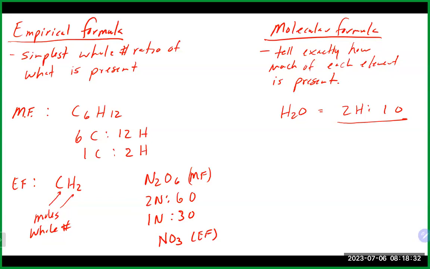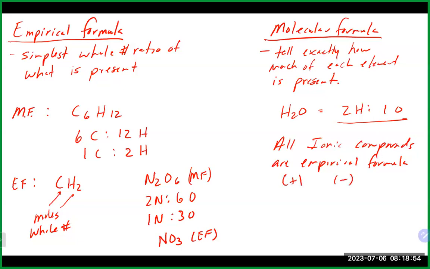All ionic compounds are empirical formulas. So when we write ionic compounds, they are all empirical formulas. And that is because when we put a cation and an anion together, we want to do it in the simplest way to get to 0, which means you just simplified it and you have your empirical formula. So all ionic compounds are always empirical formulas.